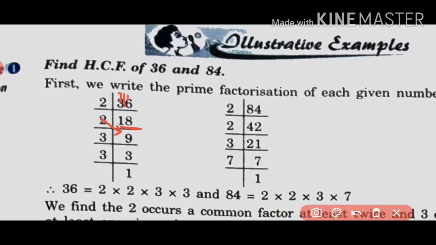Again 2 9s are 18, then 3 3s are 9, 3 1s are 3. It means these are the prime factors of 36.